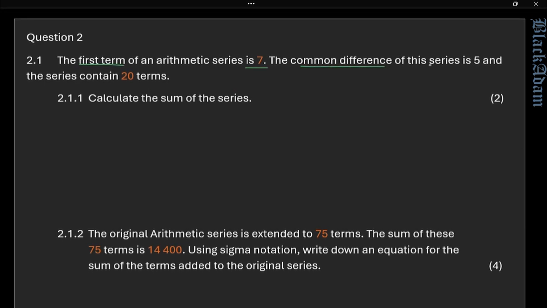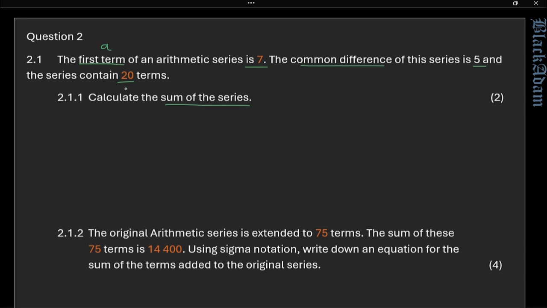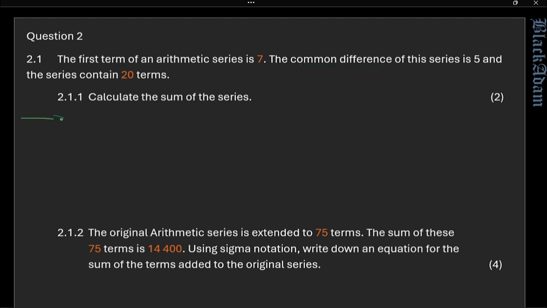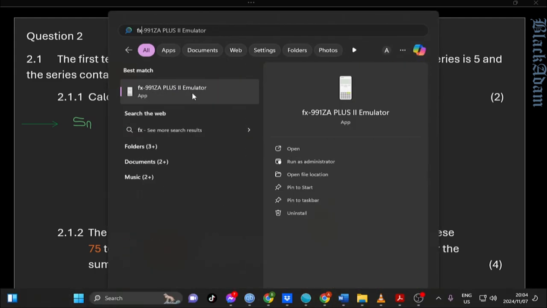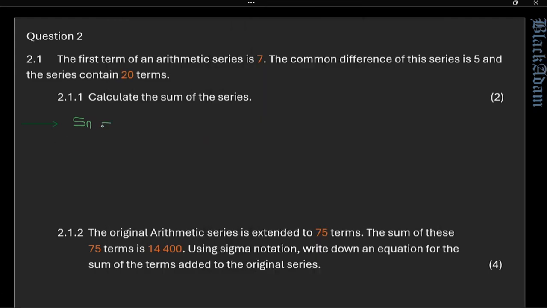So the first term is 7 and the common difference there is 5, and there are 20 terms in the series. So n is 20 and the common difference is d. Now we have to find the sum of the terms. The sum of n being the number of terms, get a calculator ready. We have n divided by 2, open bracket, 2a plus (n minus 1) d.